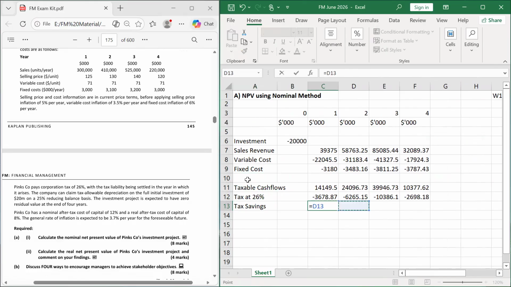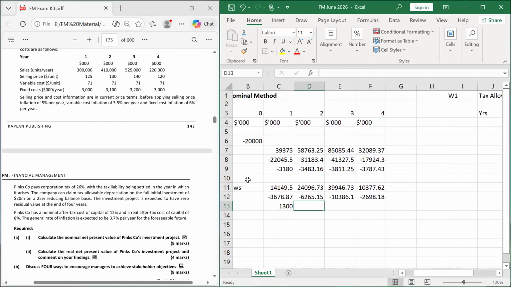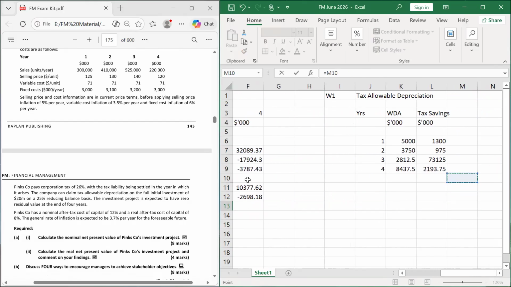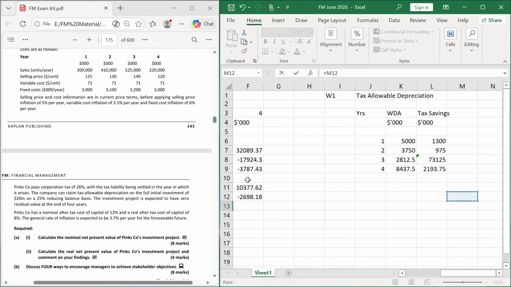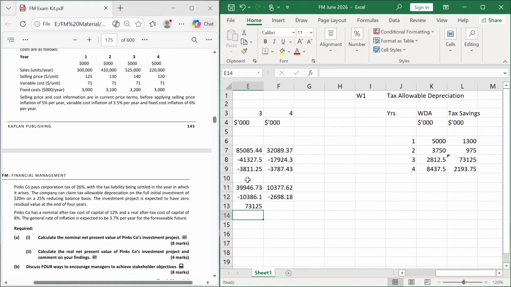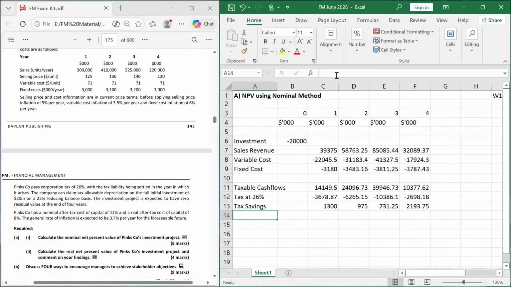Tax savings for year 1 are 1300. Tax savings for year 2 are going to be 975. Tax savings for year 3 are going to be 731. Oh, no, it's not 73125. It's too much. It's 0.26. At 26% means 0.26. So 71.25. And the last year it's going to be 193.75. So you put that as well.